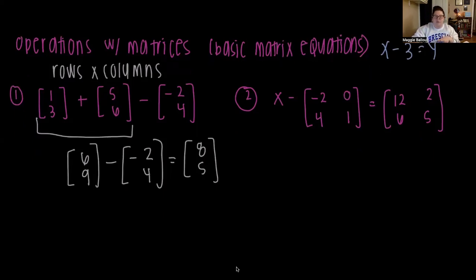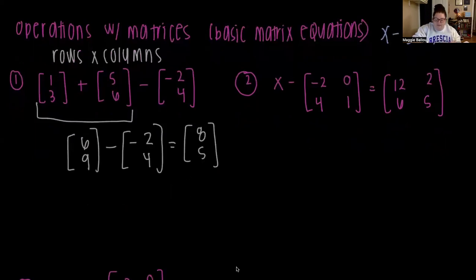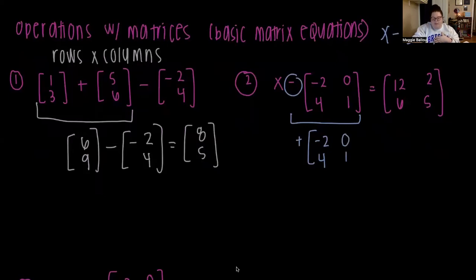So for number 2, again, I'm going to move this matrix to the other side, right? We're subtracting, so the opposite would be to add. So you're going to add the matrix. Again, do not touch the inside, just switch the operator. So switch it from a minus the matrix to a plus the matrix. And you're going to do that to the other side. Because it is a 2 by 2 and a 2 by 2, you can add, right?